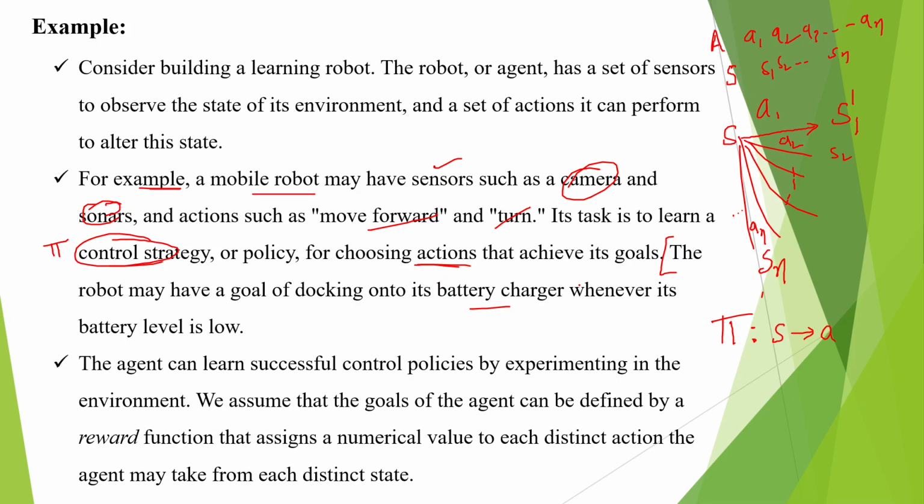So okay, the agent can learn a successful control policy by experimenting in the environment. This successful control policy is what the agent has to learn.